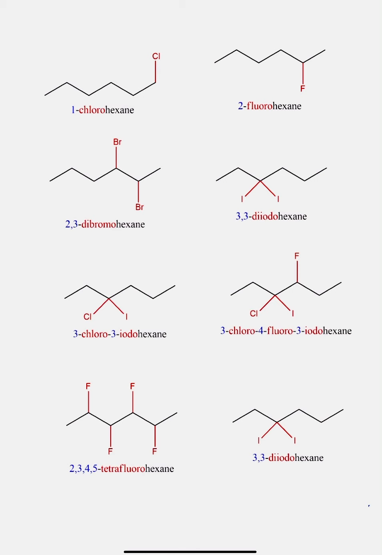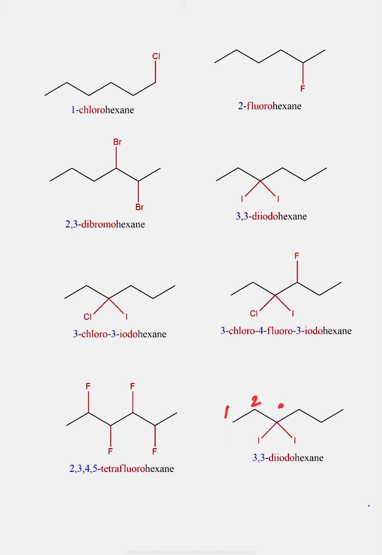What about this? Here I think numbering from left or right will give you the same name, because this molecule looks symmetric from the left and from the right. So either way you're going to end up with the same name. Either way you have fluorines attached at carbon 2, 3, 4 and 5. So the name is 2,3,4,5-tetrafluoro, because there are 4, and it's hexane because the total number of carbons is 6.